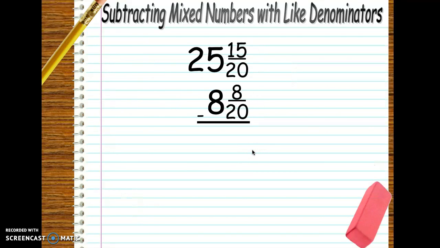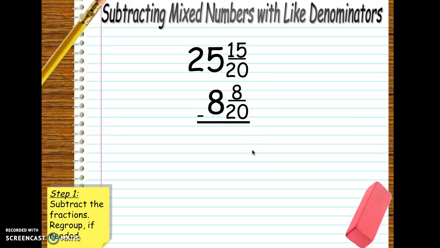All right, so now let's look at subtracting larger mixed numbers with like denominators. Just looking at this problem here, I'm going to employ my very first step, which is to subtract the fractions. Without the visual here, just using my own brain, I can see that the numerators are going to be easily subtracted because 15 is a larger number than 8. So I'm going to subtract those two to get 7 in my numerator and keep 20 in my denominator.